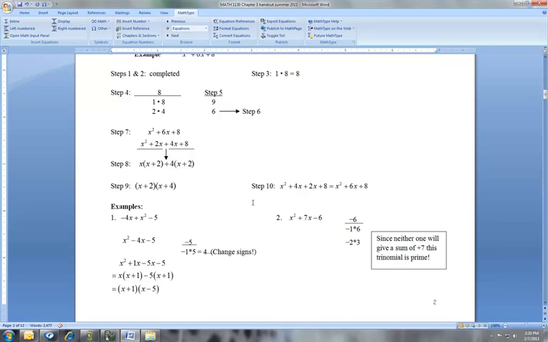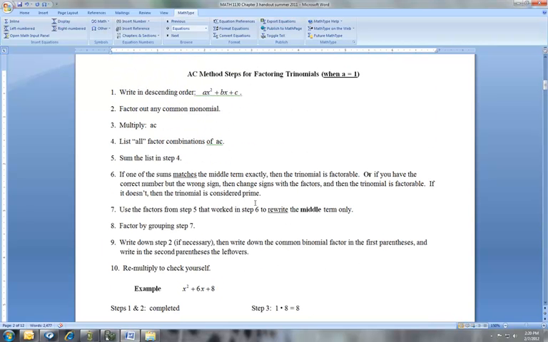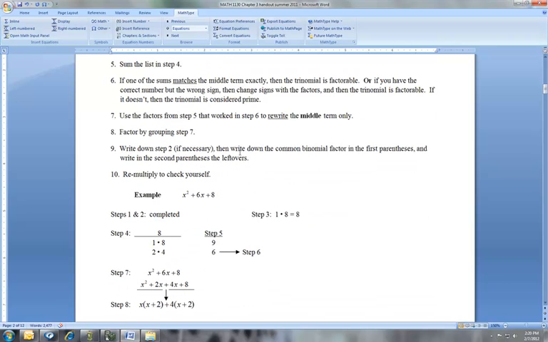So that's the AC method when my A value is 1. So you need to go try some of those. Follow these steps because it's very important. Okay? Until the next one.